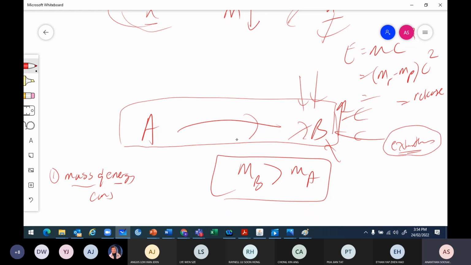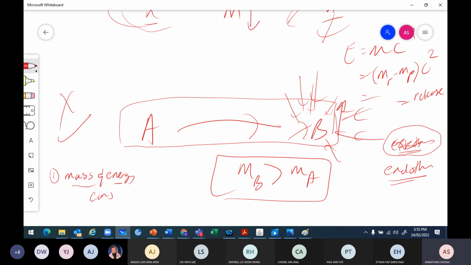Sorry, what am I doing? It's not exothermic, it's an endothermic process. Energy needs to be absorbed from the surrounding. Is it beneficial for humans? A changed to B, but energy is absorbed from the surrounding. It's an endothermic process. Is it useful for us?